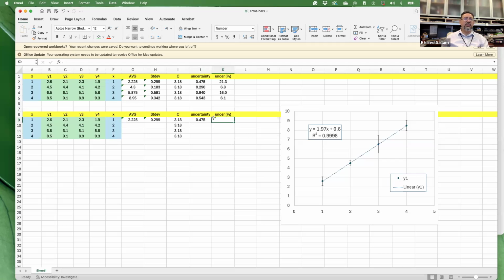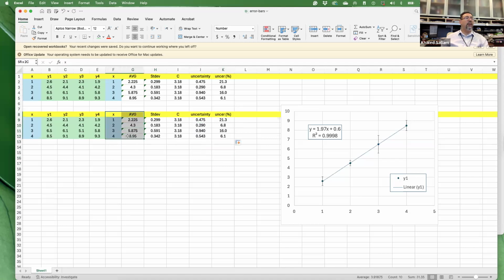But what is this percentage-wise? Is it 10% of this value or 5%? So we'll just divide this over the average and multiply by 100. And so the uncertainty is 21%. And then we will just copy this. And we will copy this. Right? And now we are ready to plot.